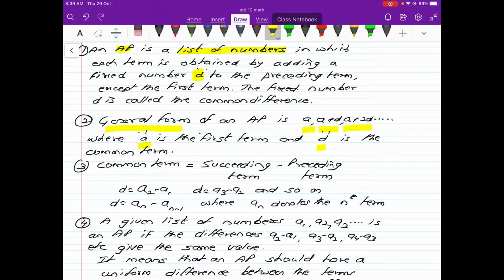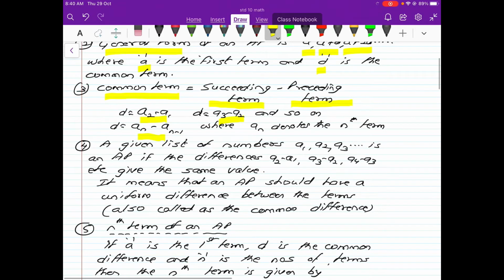So there is a specific formula for the common difference. The common difference is always given by subtracting the preceding term from the succeeding term. So next term minus previous term: second term minus first term, third term minus second term, fourth term minus third term. This is what is shown here: A2 minus A1, A3 minus A2, and so on. So the general formula is An minus An-1, the difference of the succeeding term and the preceding term.